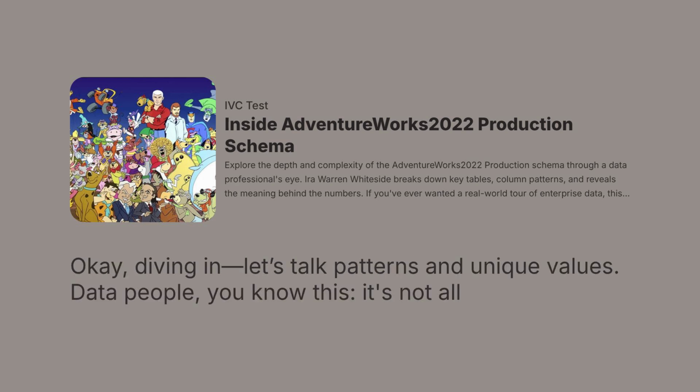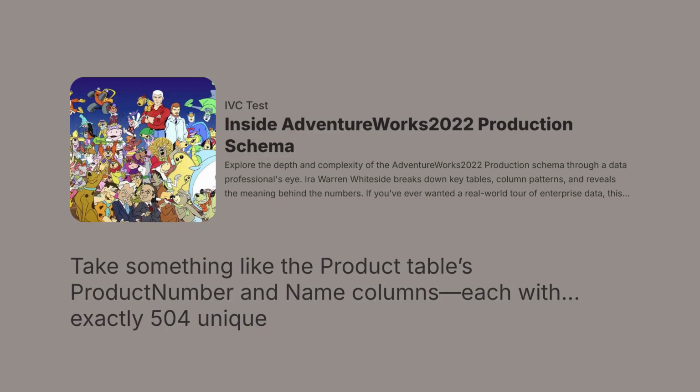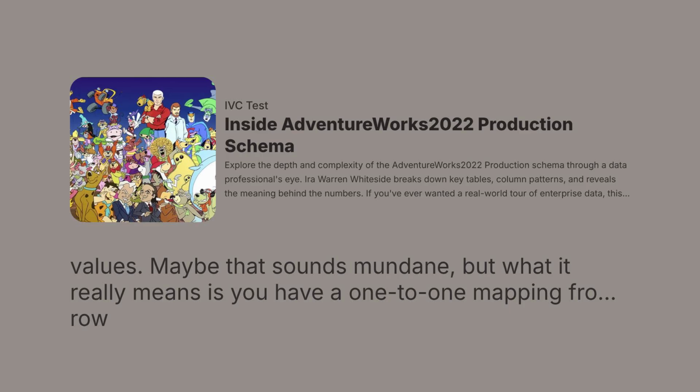Okay, diving in. Let's talk patterns and unique values. Data people, you know this. It's not all about the number of rows or tables. It's often about how the data is distributed within those columns. Take something like the product table's product number and name columns, each with exactly 504 unique values.